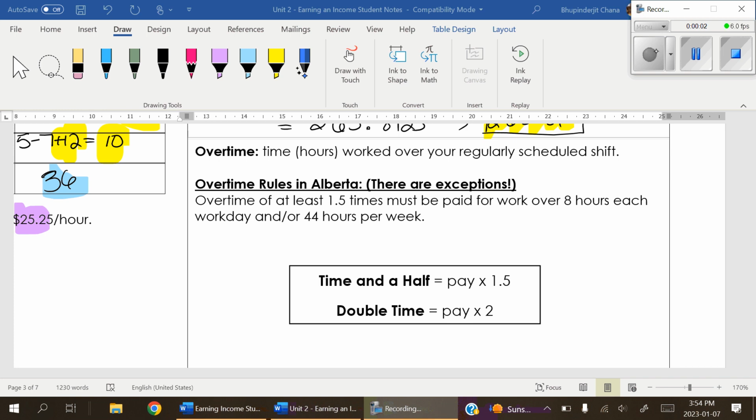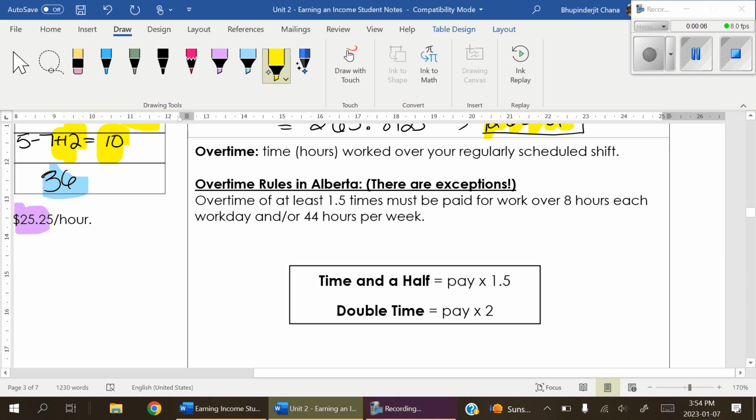Hey everybody, we're now going to talk about overtime. Overtime is the time or hours worked over your regularly scheduled shift. Here are the overtime rules for Alberta.